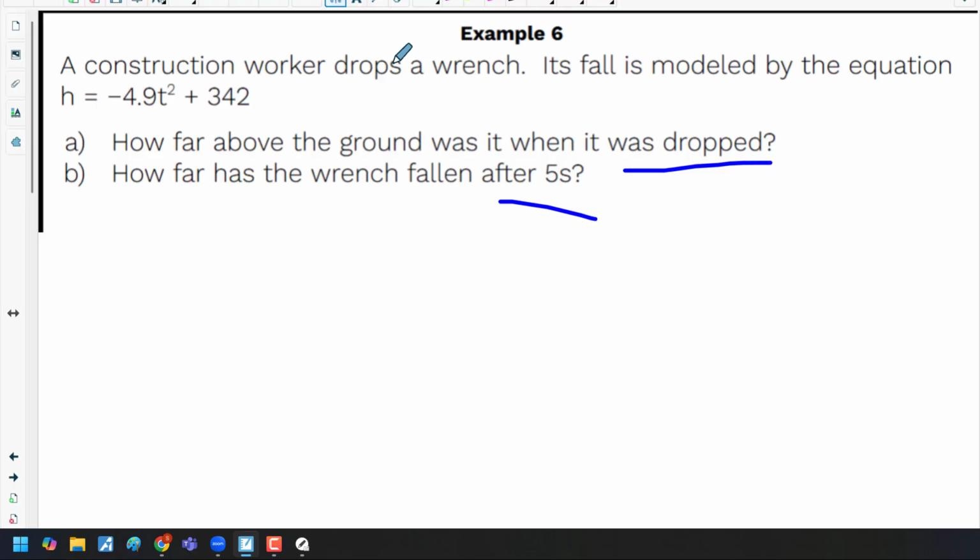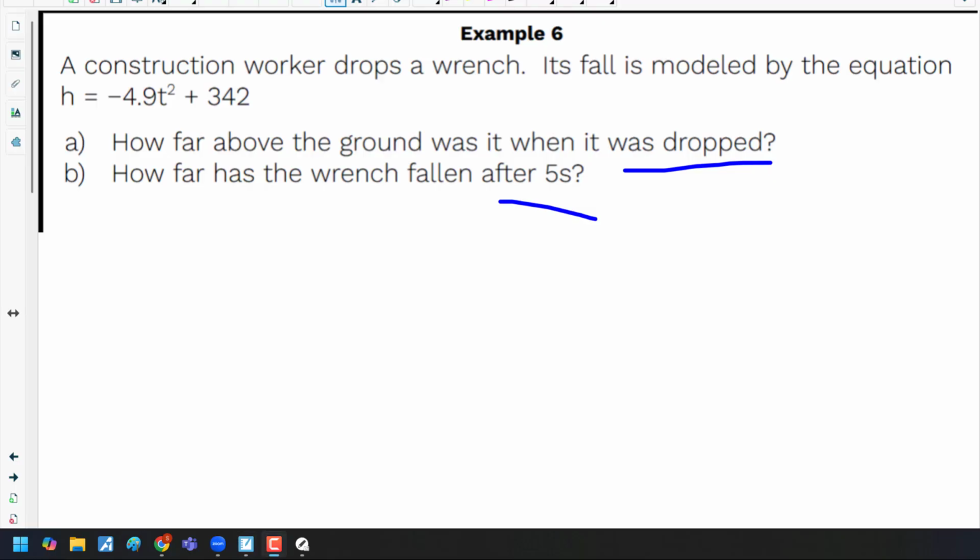Because it starts in the construction worker's hand, and he obviously drops it. So, what's that initial height? Well, depends. What form is this written in? Is this written in standard form, vertex form, or what's the other one? Factor form.